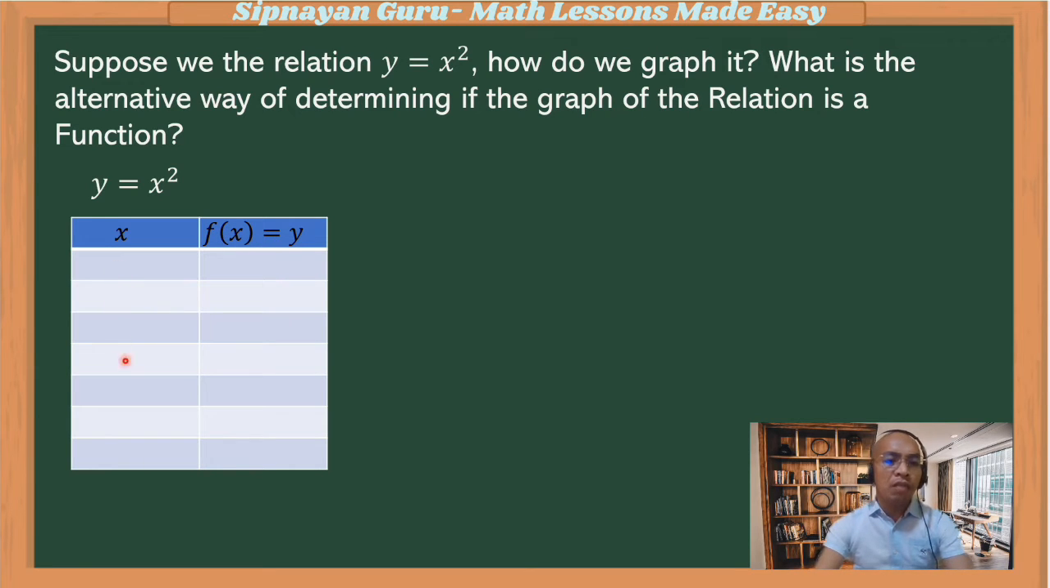In our independent variable, we can assign any values of x. However, our output depends on the input. Suppose we have x as negative 3. If you plug in negative 3, negative 3 squared is negative 3 times negative 3, so the value of y is positive 9. If it is negative 2, negative 2 times negative 2 is positive 4, and negative 1 times negative 1 is positive 1. This is 0, so 0 times 0 is 0. Positive 1 times positive 1 is also positive 1. 2 times 2 is 4, 3 times 3 is 9.